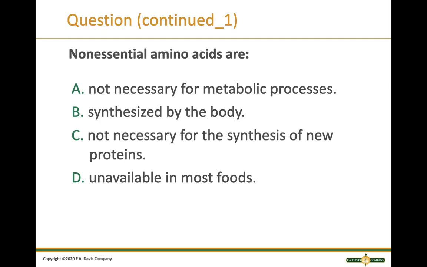So non-essential amino acids are... and the correct answer is B. They're synthesized by the body, so we don't need to get them from our diet. It's not that they're not essential, it's just that we don't need to eat them. They are essential.